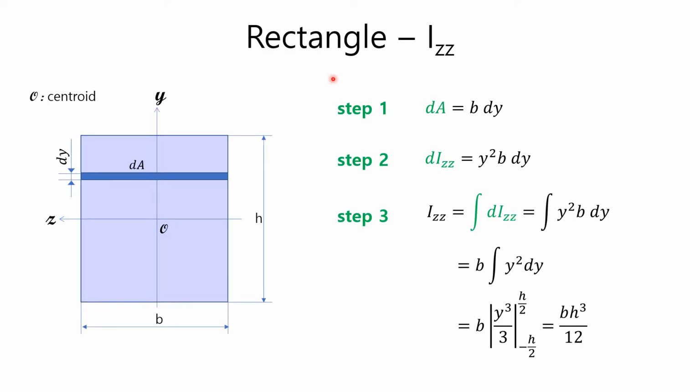Let's review the steps for calculating the second moment of area. In step 1, we formulate the expression for small area dA parallel to the reference axis. In step 2, we calculate the small second moment of area. In step 3, we integrate the small moment of area obtained from step 2.